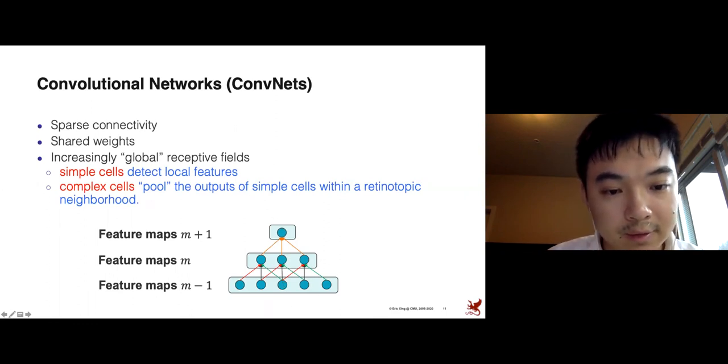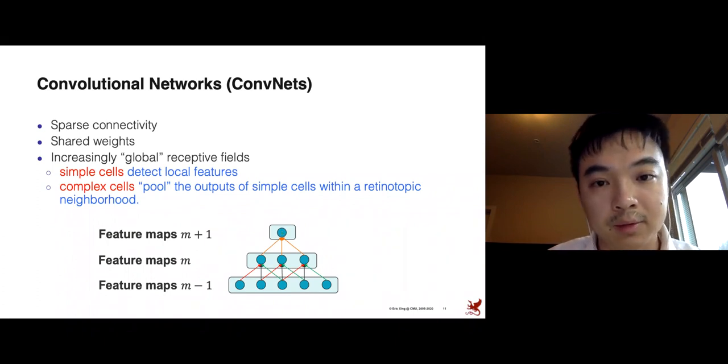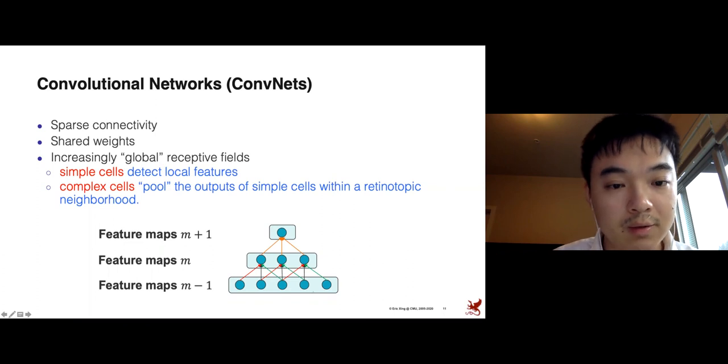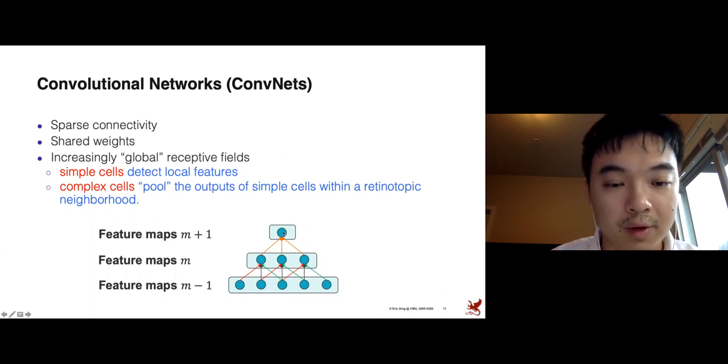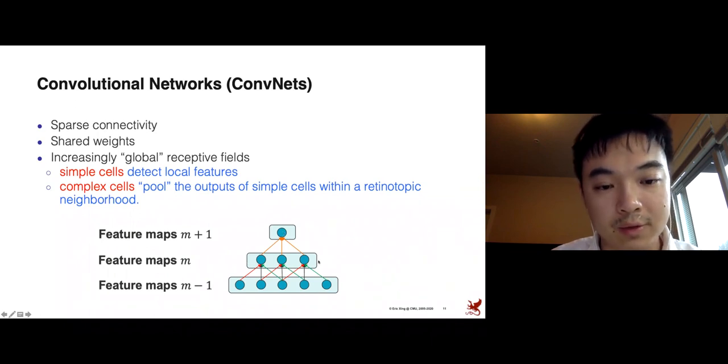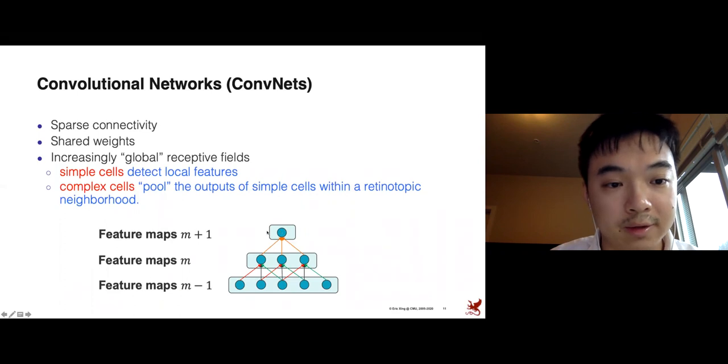With this stack, this neural network can increasingly capture the global concepts in the input image. Because this neuron has a receptive field including these three neurons from the previous layer. And if we go a layer up, this neuron can receive signals from three neurons, which in turn get signals from all the neurons in this layer. So we increasingly get a global receptive field.